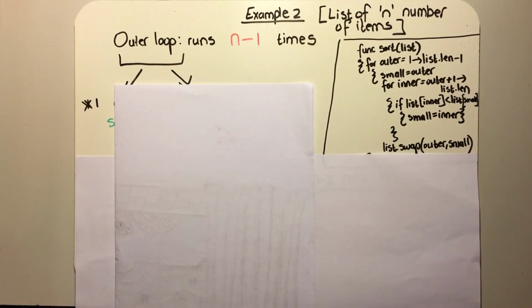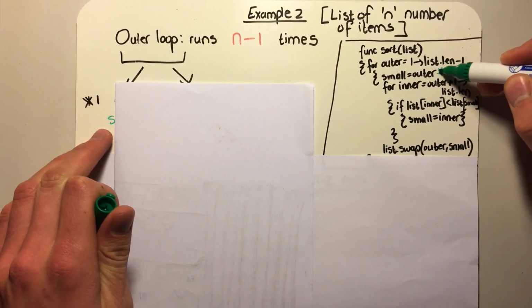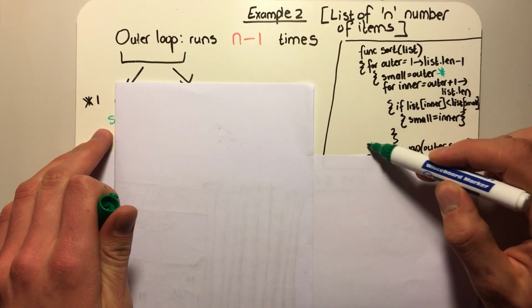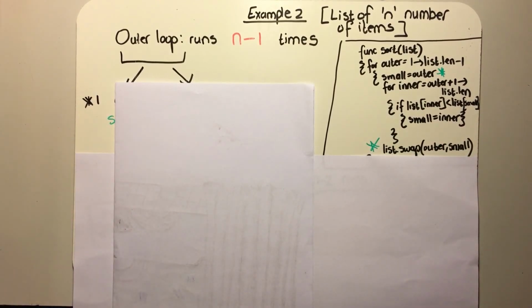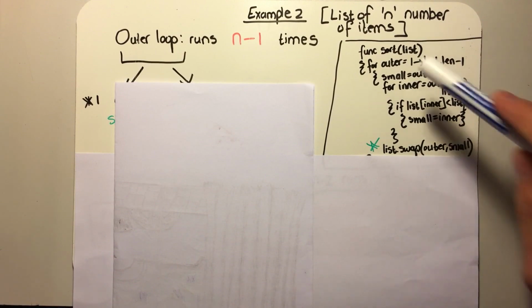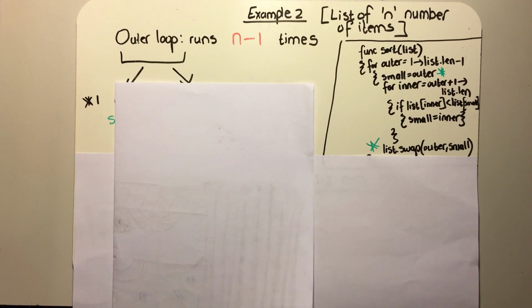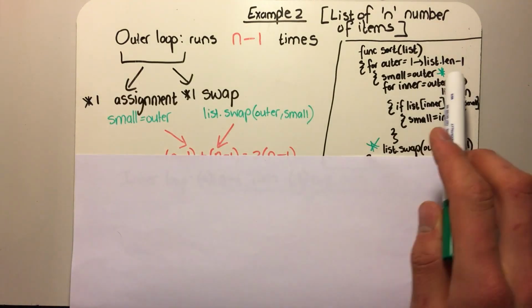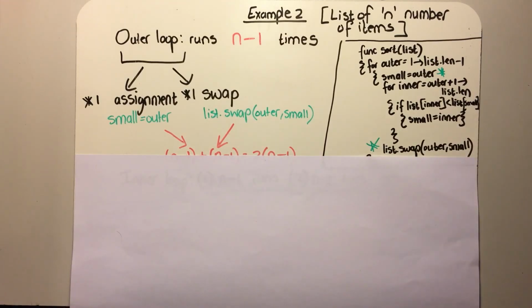Well, we can see that this assignment will happen n minus 1 times, and this swap will happen n minus 1 times, definitely, because they're both inside the outer loop. Don't worry about the inner loop, we'll look at that now. So the assignment is going to run n minus 1 times, and the swap is also going to run n minus 1 times over here.